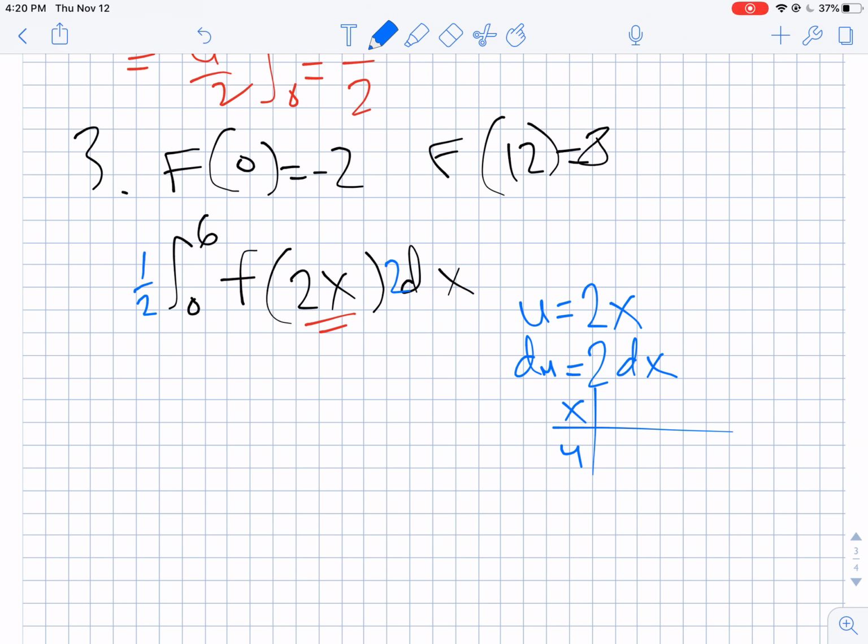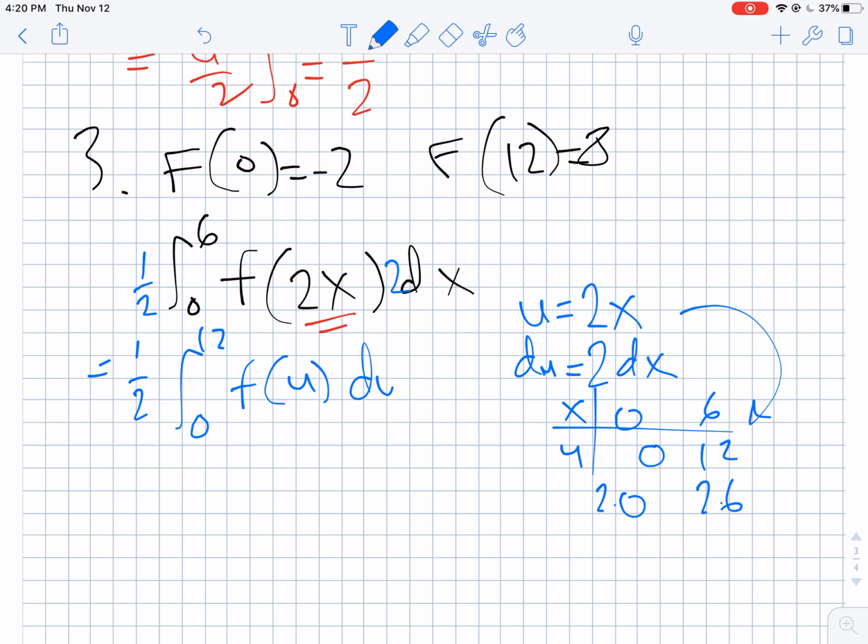So when I go from here, x goes from 0 to 6. I'll plug those into this formula, because I always want to change the bounds and write them in terms of u. So this is 2 times 0, and this is 2 times 6. That goes from 0 to 12. So this is going to become 1/2 the integral from 0 to 12 of f of u du. Now we get to this question of how do we integrate little f?